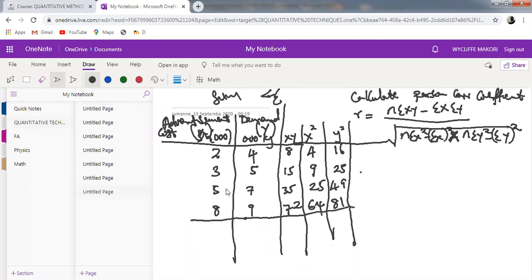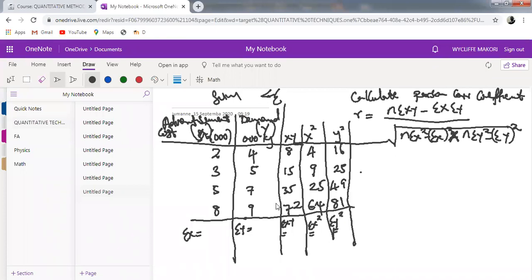When we talk about the summation of x, we just add all the x's. You get the summation of y by adding all the y's. You get the summation of xy, you add all the xy's. The summation of x squared, you just add all the x squared. The summation of y squared, you add all the y squared.